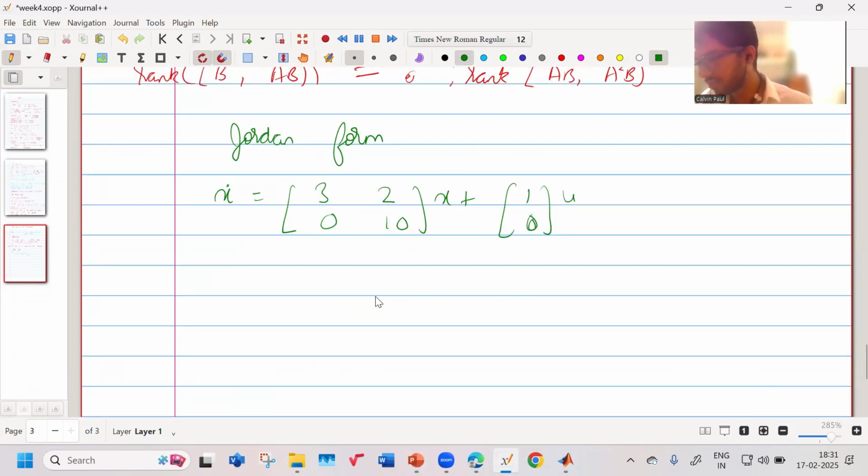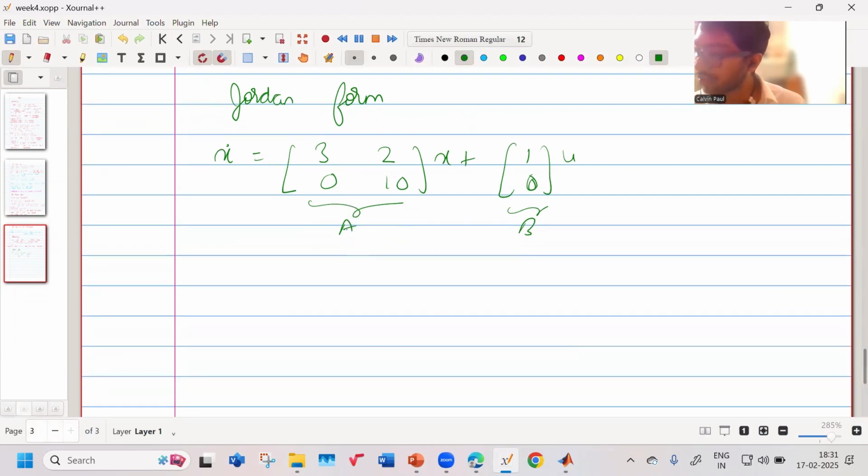Now this is my A matrix, this is my B matrix. Now I want to simplify it, I have to make it in Jordan form. So to convert into Jordan form, what do we do? We have to find the eigenvalues and eigenvectors of A, right? We have already found that lambda is equal to 3, 10. These are the eigenvalues of the A matrix. So let us find the eigenvectors. The eigenvector is found from lambda I minus A.